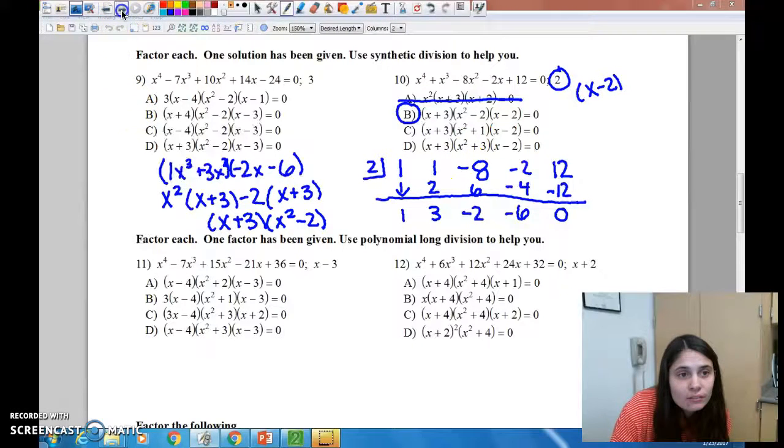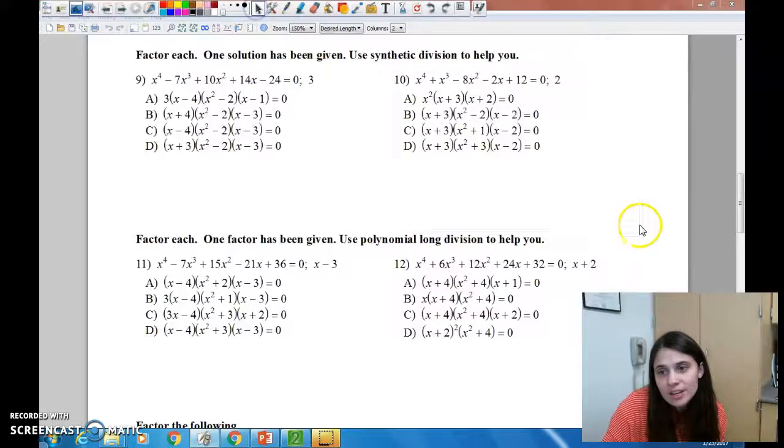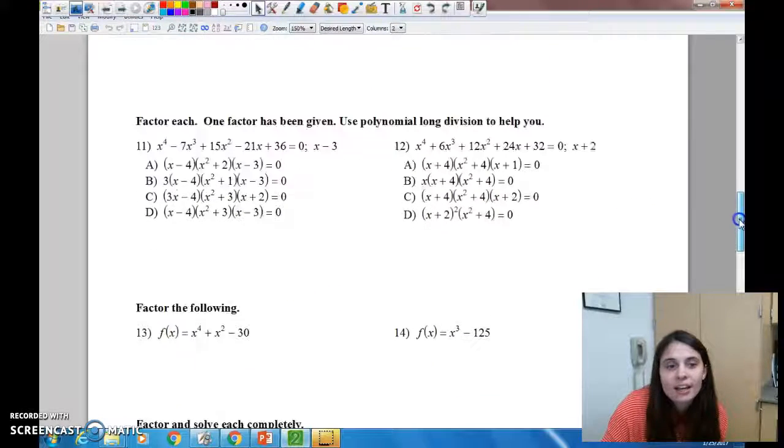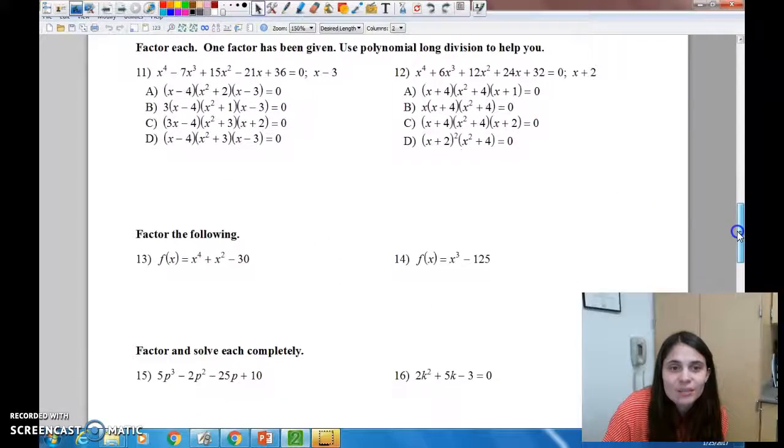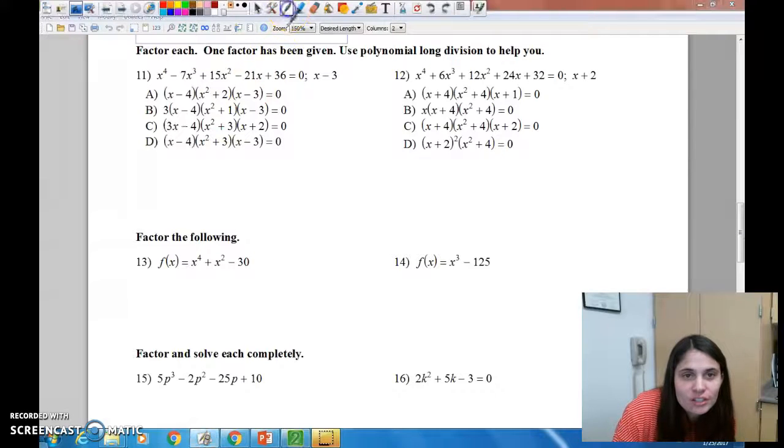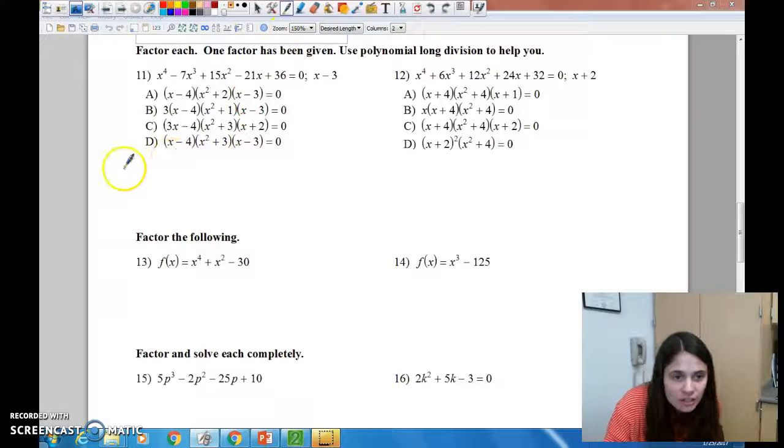11 and 12 are asking us to do the same thing except with long division. And I know you all prefer synthetic division, but we need to have some practice with long division since there are cases where you have to use long division.